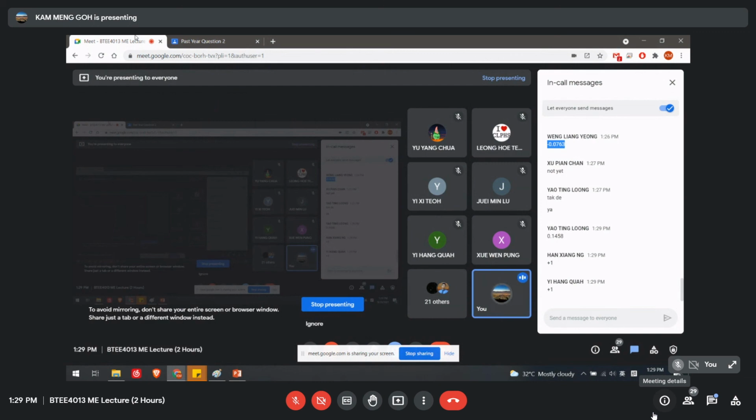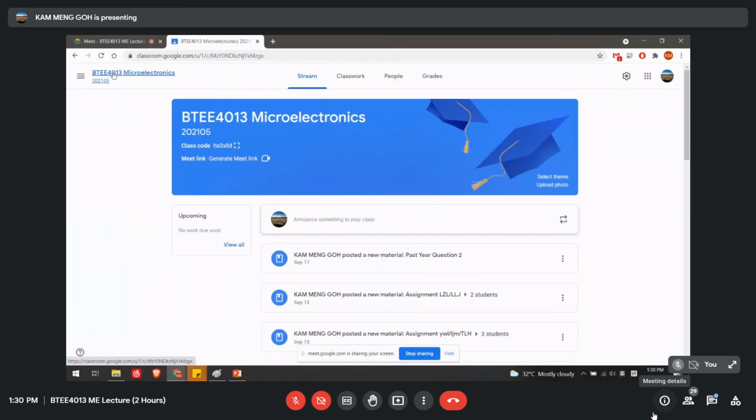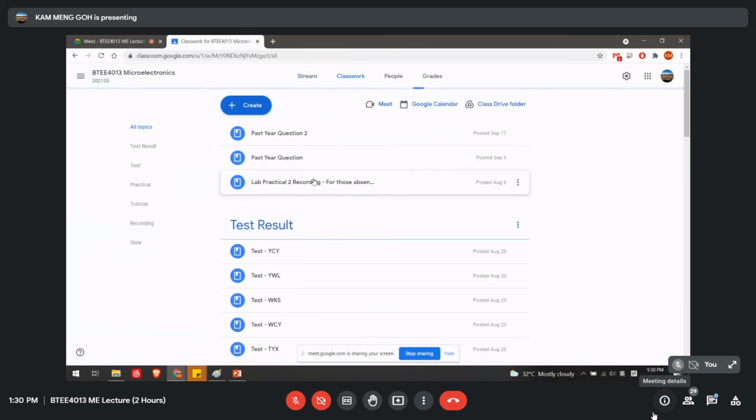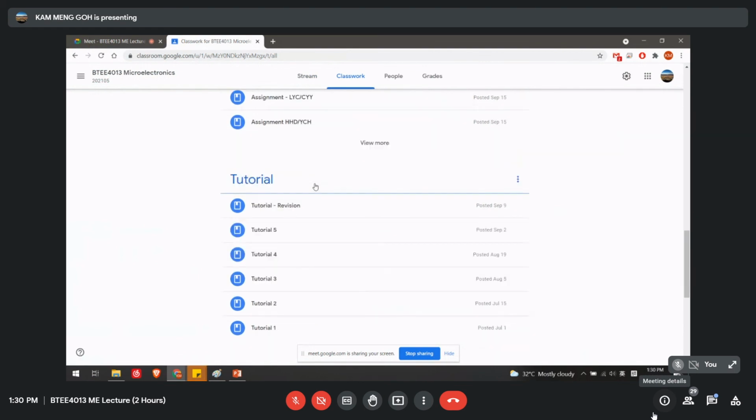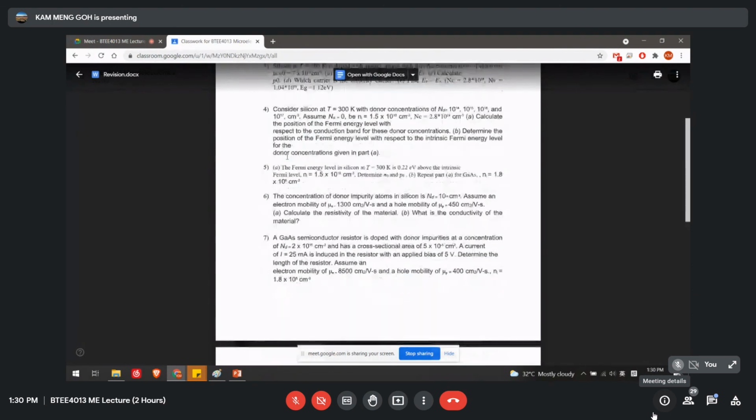The later replacement class, you guys don't have to come anymore. We already covered all the content, and for the upcoming tutorial class, I have also uploaded some tutorial questions previously. Please try to complete them. In the tutorial class, I will try to discuss the answers on the day. Tutorial revision, try to do all these questions. It's basically just a revision to cover everything.